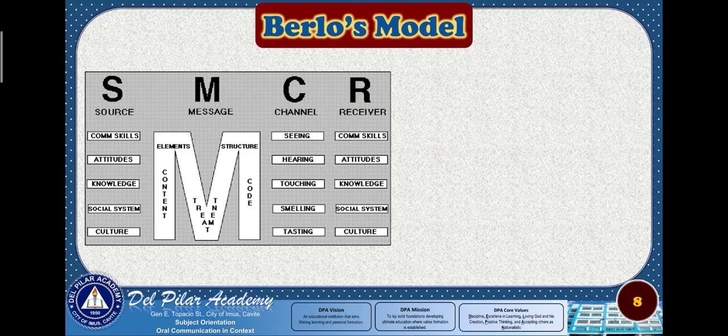This refers to the idea or information being sent by the sender to the receiver. As in the case of the sender, the message can also be affected by many factors. These are first the content, the substance of the message. Next, the elements, the nonverbal aspects of the message, such as hand gestures, facial expressions, and language. Next, the treatment, the way the message was delivered. Next, the structure, the arrangement or organization of the message.